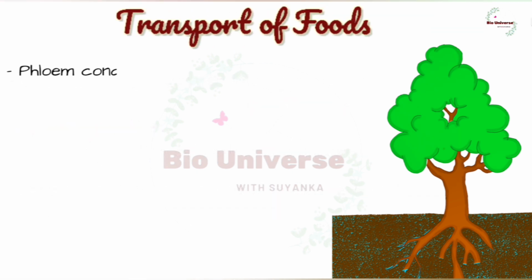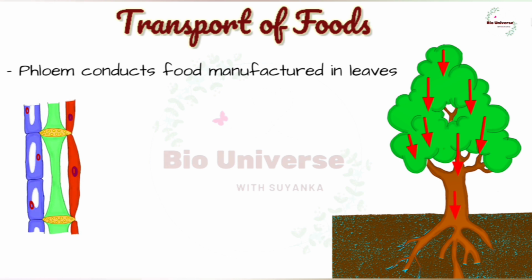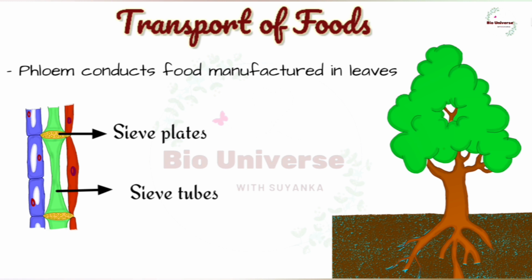The food manufactured in the leaves is translocated upwards, downwards, and laterally to all parts of the plant through the phloem. The phloem also conducts some other substances such as amino acids. The conducting cells of the phloem are cylindrical cells called sieve tubes, which have sieve-like partitions at both ends. These partitions are called sieve plates. A continuous column from the leaves to other parts of the plant is formed by the arrangement of sieve tubes one above the other. Besides sieve tubes, the phloem also has companion cells and phloem parenchyma.